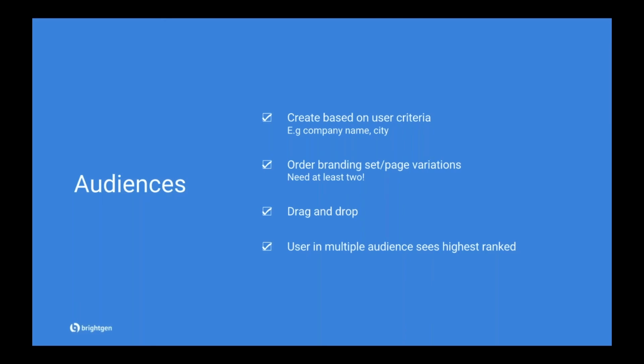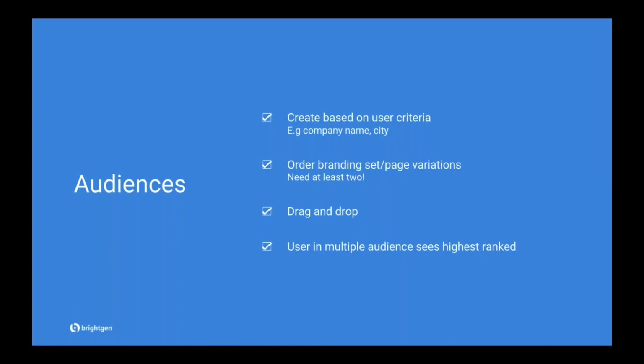You can now create audiences based on user criteria. So, for example, the name of the company they work for or the city that they live in. So you could potentially show everybody that works for a particular company something that is branded a little bit more towards their branding.